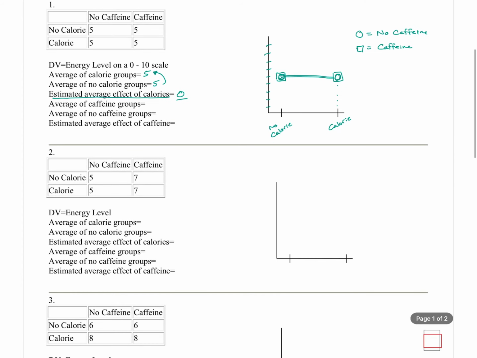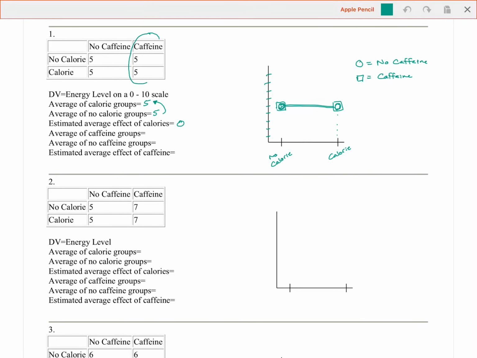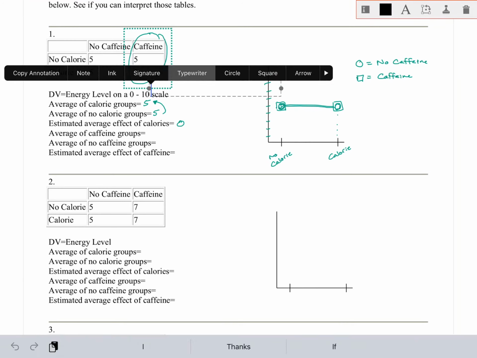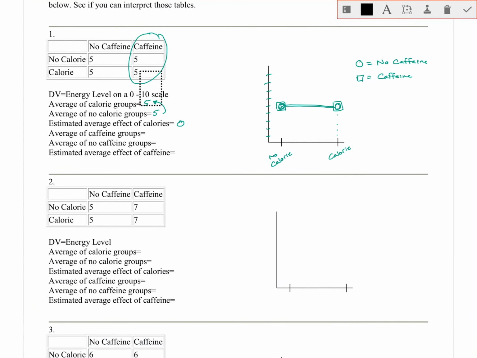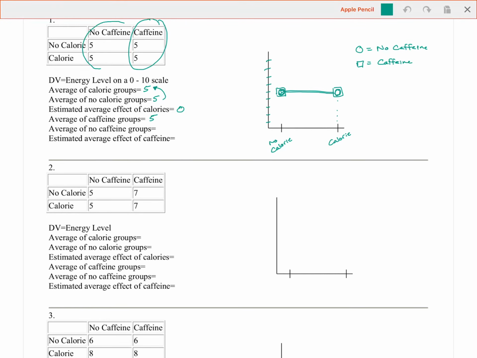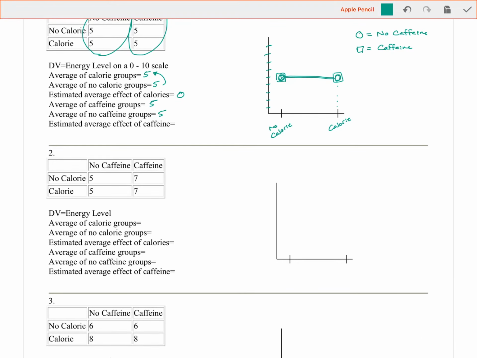So let's do the same thing now for the caffeine groups. We're going to find first the average of the caffeine groups. So what we do is we take these right here, and we're going to average those caffeine groups together. Again, the average of 5 and 5 is going to be 5. The average of the caffeine groups is going to be 5. We'll do the same thing over here with the no caffeine groups. And what we're going to find again is the average of 5 and 5 is 5.